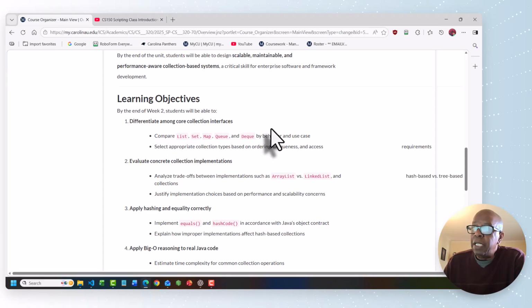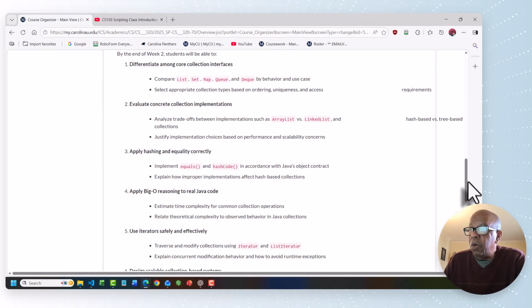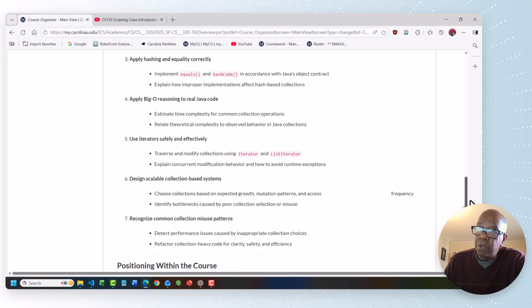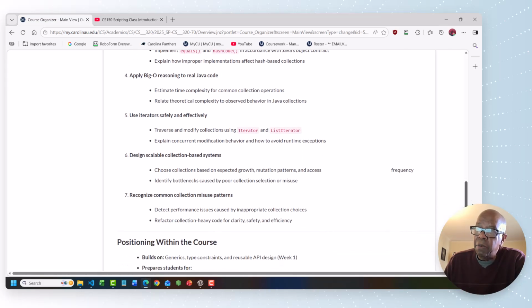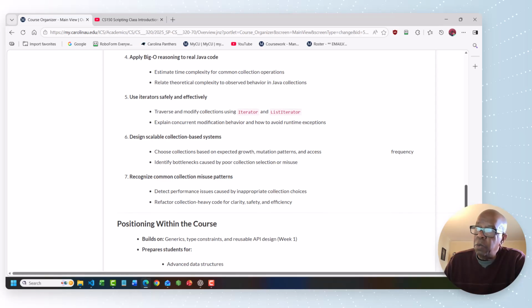So my learning objectives for you will be to differentiate among core collection interfaces, evaluate concrete collection implementations, apply hashing and equality correctly, apply big O reasoning, use iterators safely, design scalable collection-based systems, and recognize common collection misuse patterns. So that's what will be coming out of week 2.